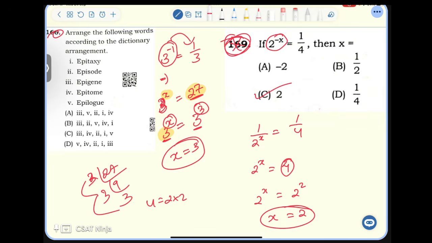So let's take one more number. If you have 5 to the power minus 3, that means the minus represents that 5 is in the denominator, and 3 represents that it carries a power 3. So that's what I've done in this question, okay?